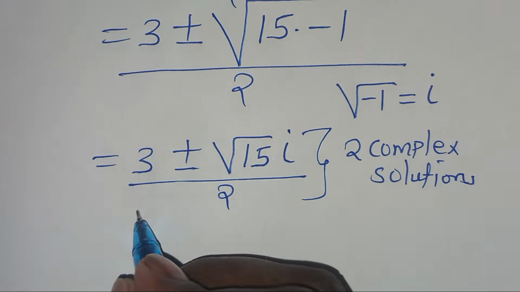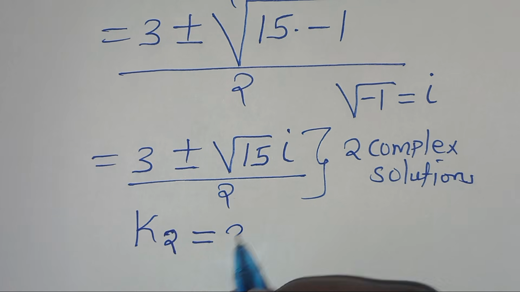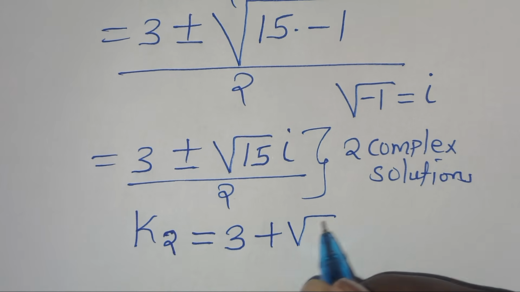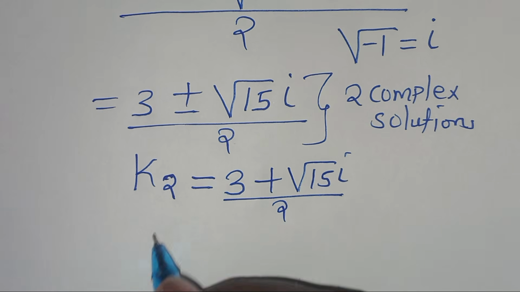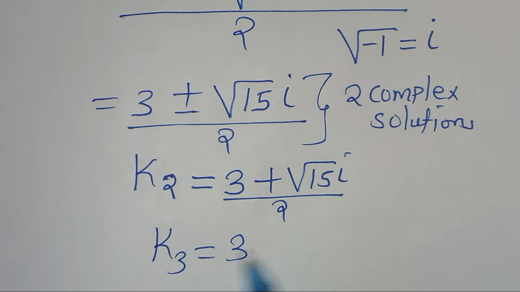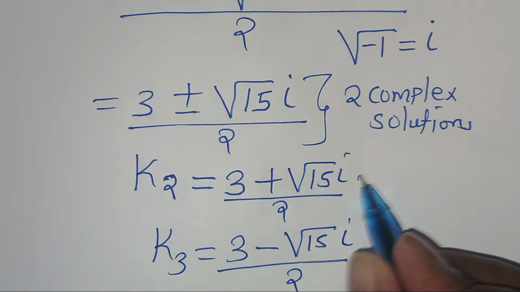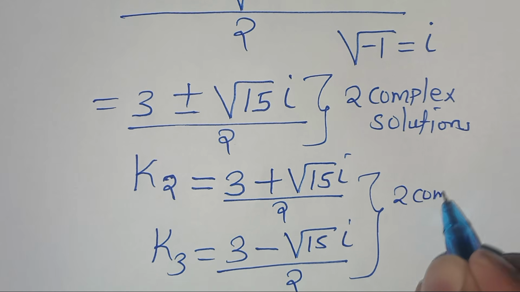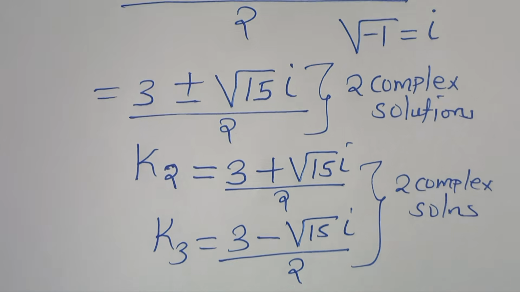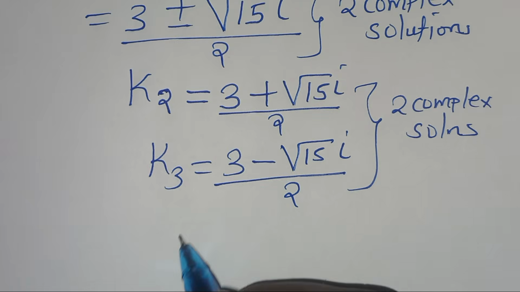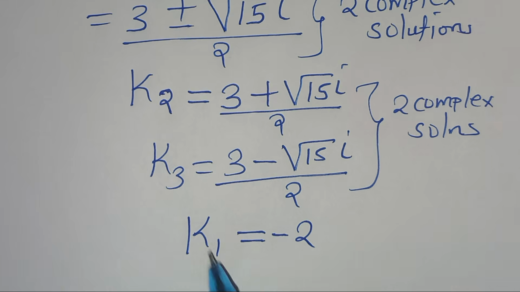We have k2 and k3. So k2 is equal to 3 plus square root of 15 i, divided by 2. And k3 is equal to 3 minus square root of 15 i, divided by 2. So these are two complex solutions. We only have one real solution here, which is k1, and this is equal to minus 2.